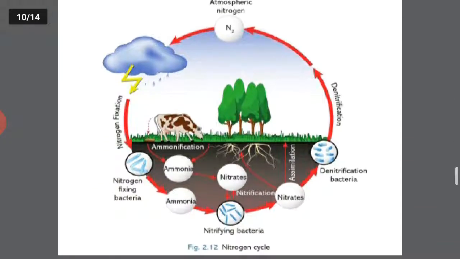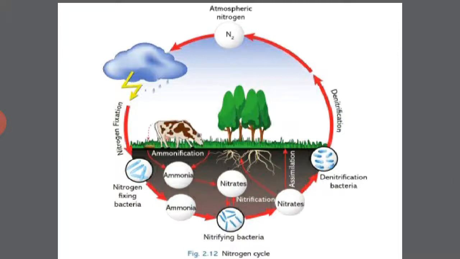You can see the diagram of the nitrogen cycle also. Atmospheric nitrogen, clouds, nitrogen fixation is the process shown over there. Then nitrogen fixing bacteria, ammonia, ammonium, nitrates, nitrifying bacteria, nitrates, denitrifying bacteria, denitrification back to the atmosphere. This is the diagram for the nitrogen cycle, how nitrogen is processed from the atmosphere into soil and plants and back to the atmosphere.